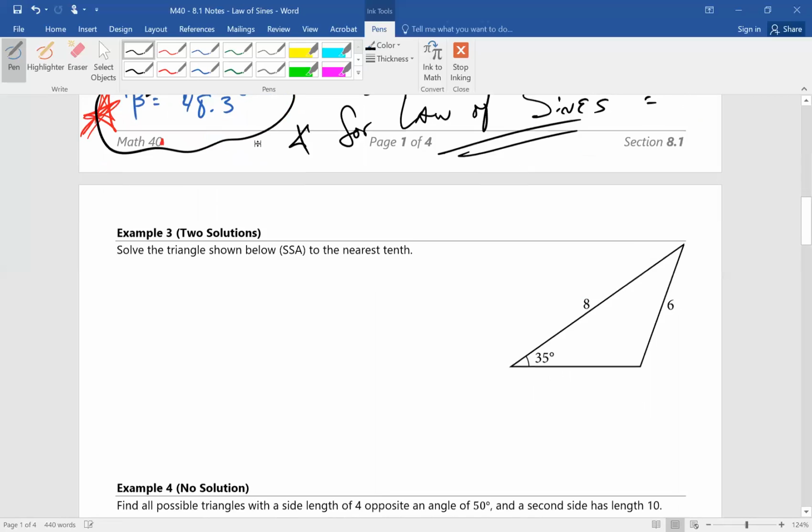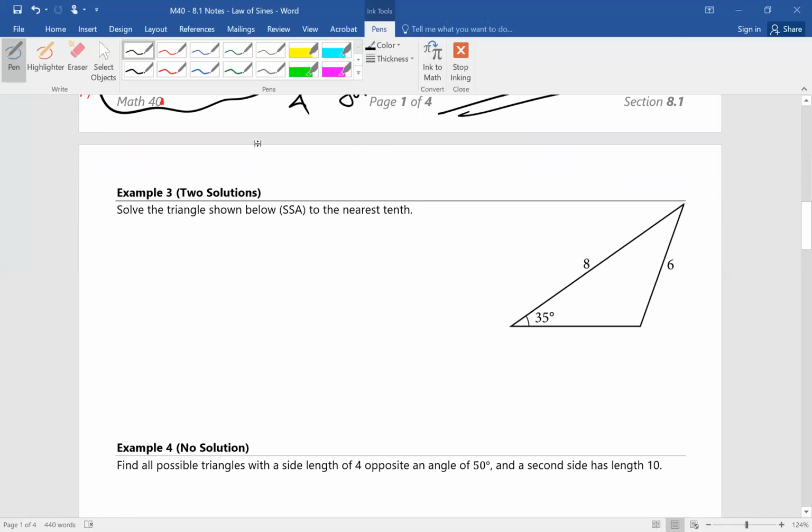Now, if they're being asked to solve this triangle to the nearest tenth, let's say you know this angle 35 and this opposite side 6. So remember that the law of sines says the sine of an angle over A equals the sine of an angle over side B. Sorry, the headset cut out. You could start filling stuff in and say the sine of 35 degrees over 6 is going to equal.